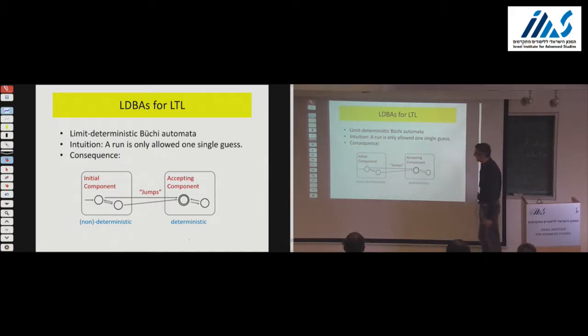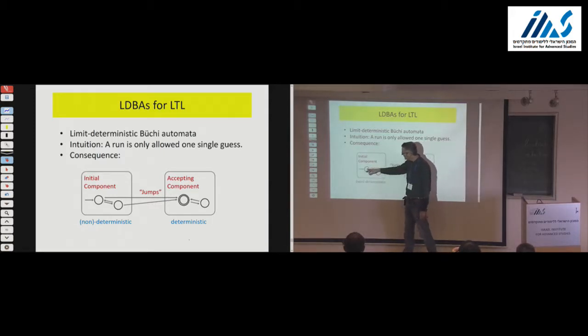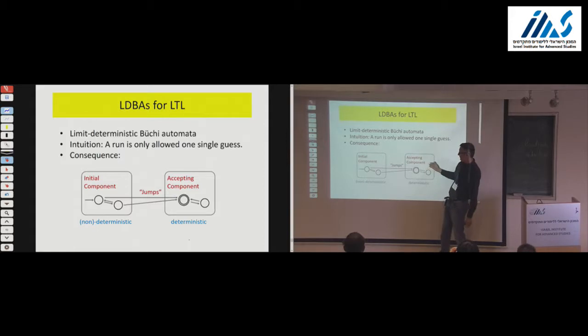The idea is that a run is only allowed one single guess. Or, if you want, it can be allowed multiple guesses, but they stay in this initial component, and then at some point you jump to the accepting component. All final states of the Büchi automaton are here, right? And this part is deterministic. Okay?